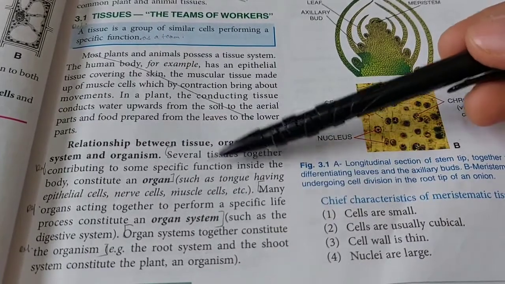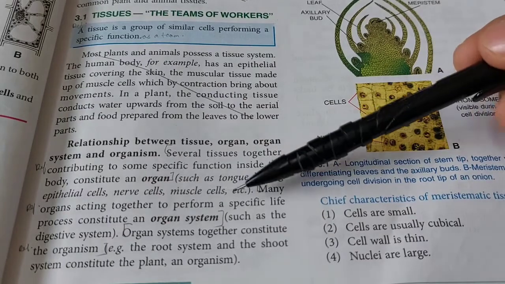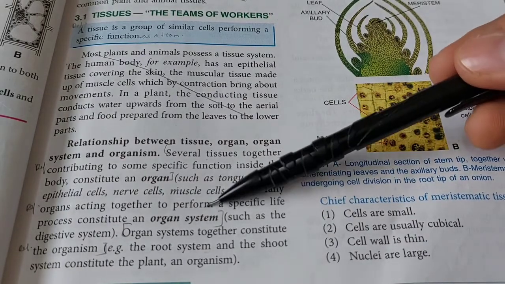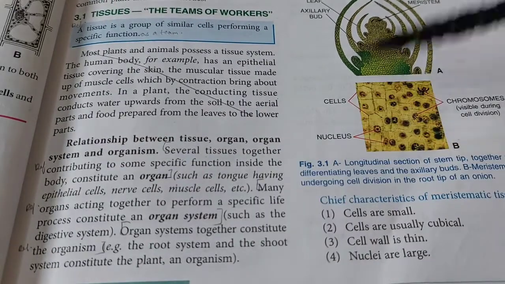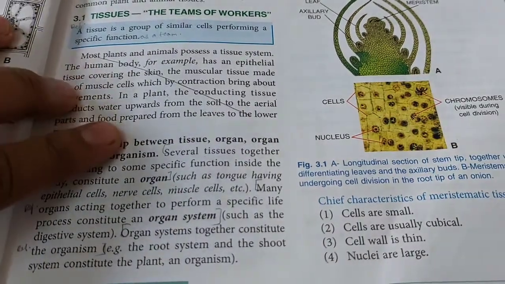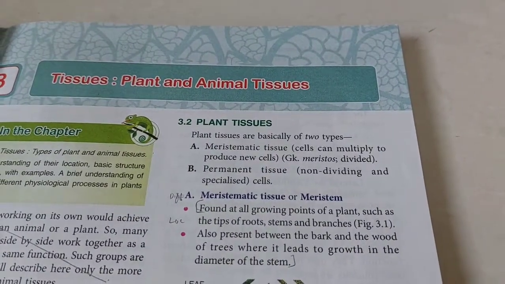So many tissues together is called an organ. Examples have to be learned. Many organs together performing a specific life process is an organ system. And all the organ systems together forms an organism. Now let's talk about plant tissues, which are of 2 types, meristematic tissue and permanent tissue.